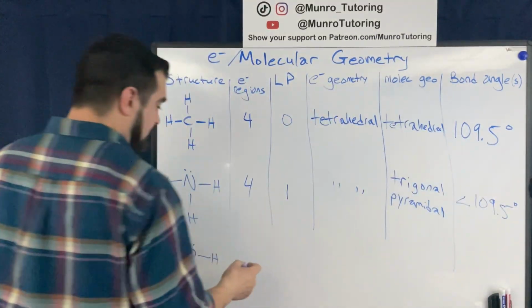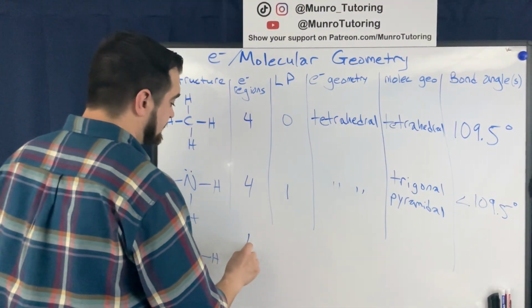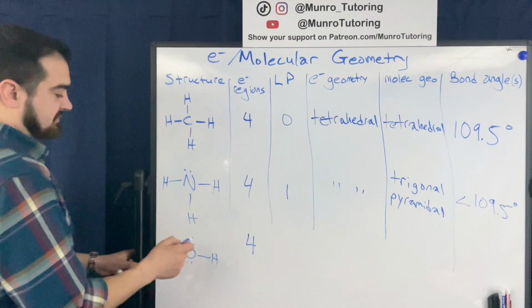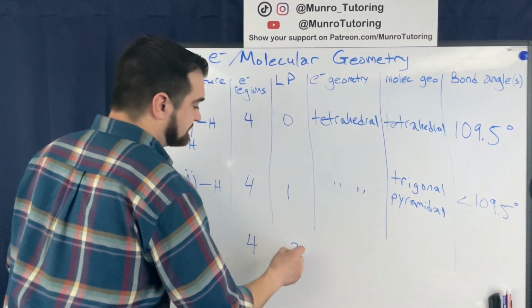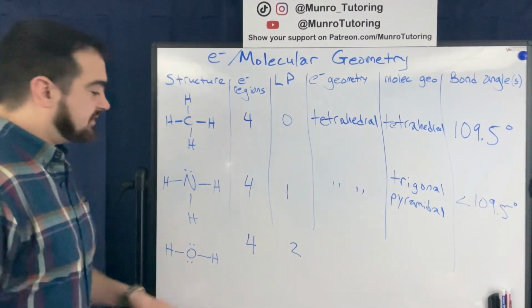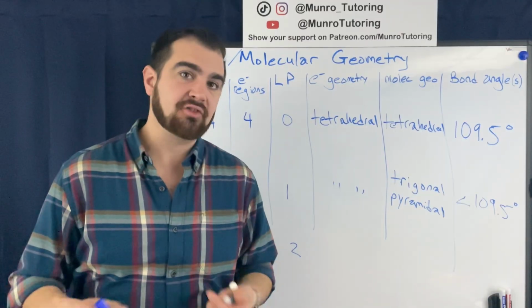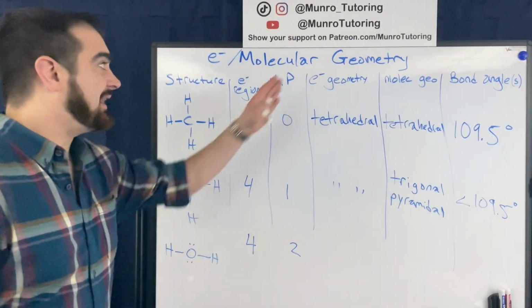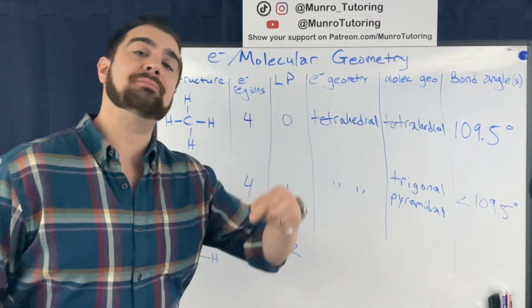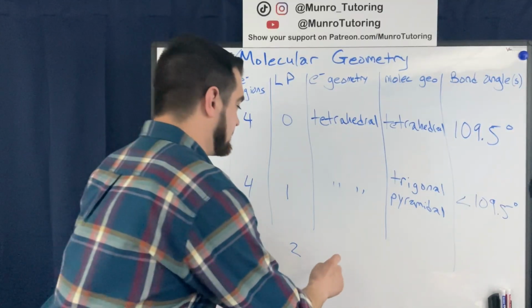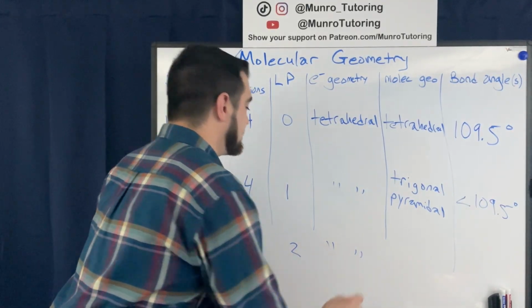So I'm going to write over here, we have the 4. And then for lone pairs, there's 2 lone pairs on the central atom. Now, because there's 4 electron regions, of course, the electron geometry is again going to be tetrahedral. So I'm just going to put my double quotes here.